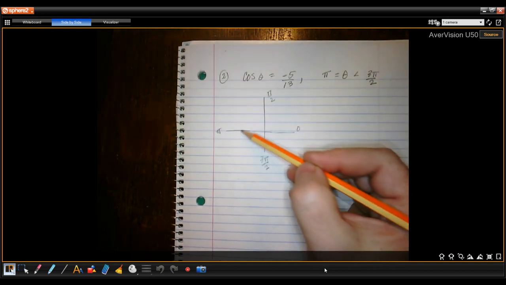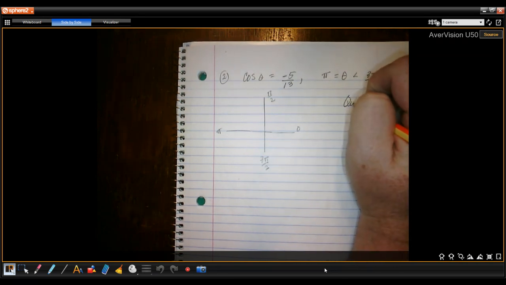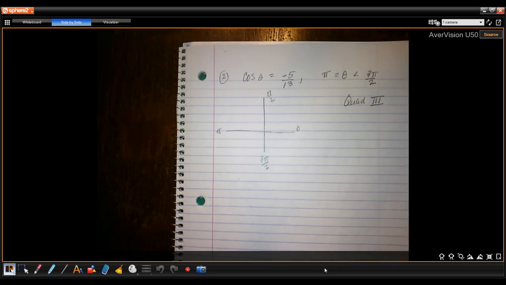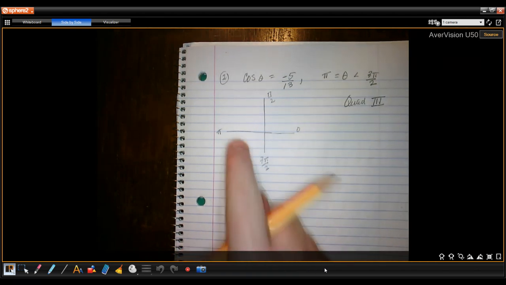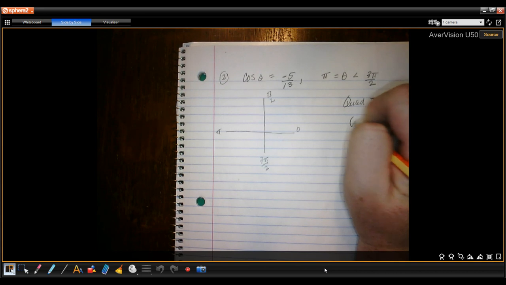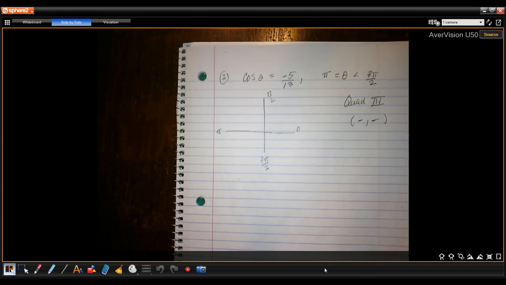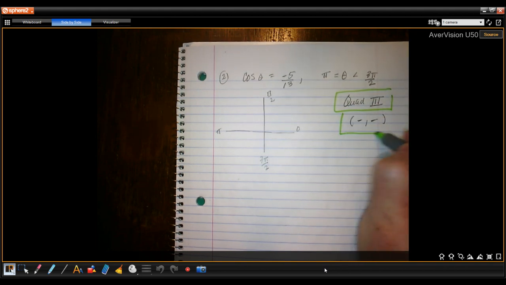Well, if theta is between pi and 3 pi halves, you'll know you're in quadrant 3. So that's the first thing I would do: figure out what quadrant you're in. Because this is the restriction, you're down here. Then I go, okay, if I'm in quadrant 3, what are the signs? Well, the signs in that quadrant are negative and negative. So there are two things you need to do. You need to figure out what quadrant you're in, because the quadrant determines the signs.